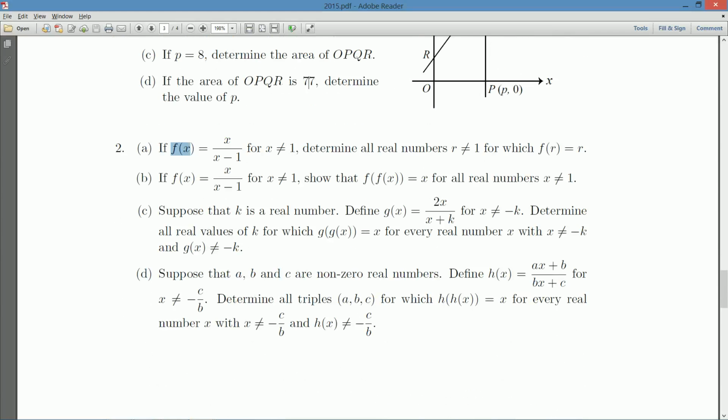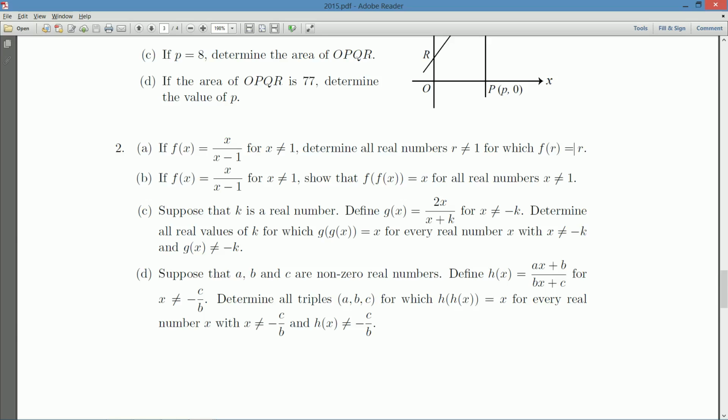If f of x is equal to x over x minus 1, so we got ourselves a function, and we can't put in 1 here, otherwise we'd divide by 0, and that wouldn't be very good. So there's our function. It takes in an x, and it transforms it into x over x minus 1. Determine all real numbers r that aren't equal to 1, for which f of r is equal to r.